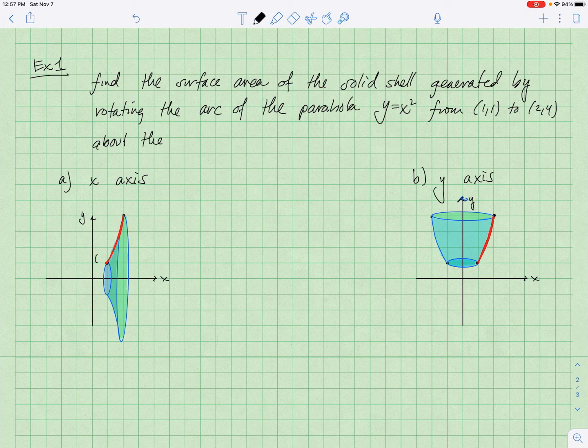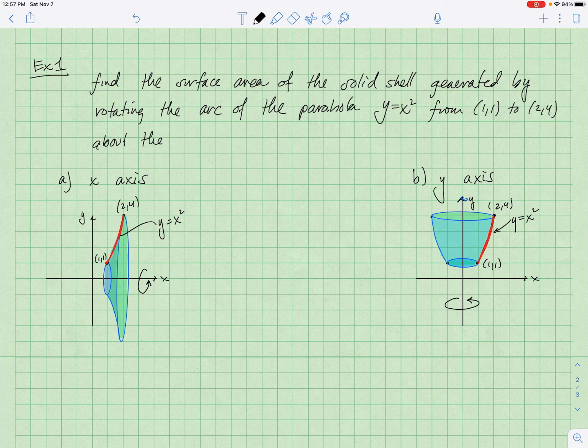So in both cases, we're talking about the point (1, 1) and the point (2, 4), and that bit of arc along the parabola y equals x squared. In the first case, we're rotating about the x-axis versus rotating about the y-axis, and they generate some pretty different shell shapes. And by shell, I just mean that we're not talking about the volume. This is like your favorite candy coating shell around whatever geometry you're into.